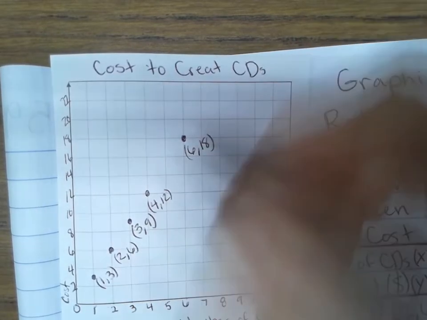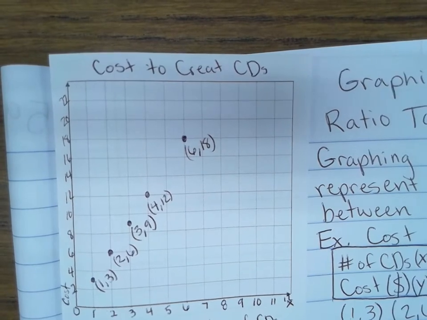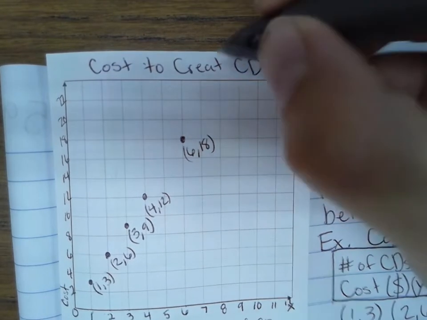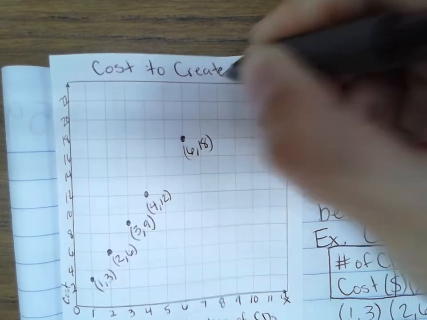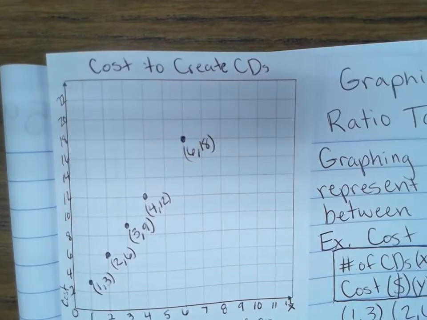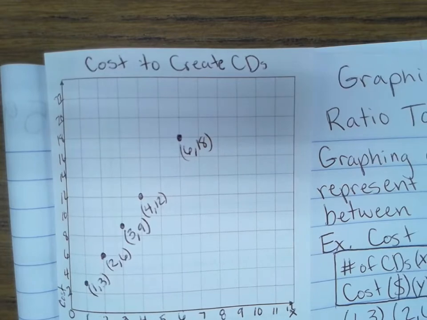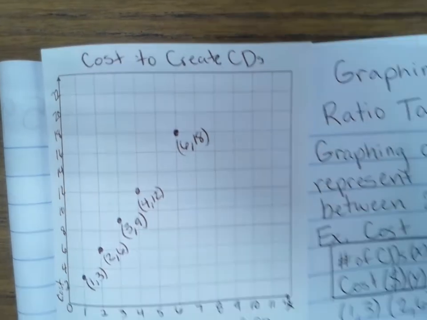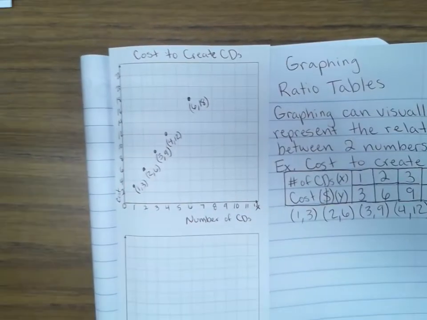I could draw a line straight through those if I wanted to. Okay, so, oh, create. I need to fix that. Create, there we go. Create CDs. Okay, so that's how you graph a ratio table. So I'm not going to spend quite so much time on the details. We're going to practice a couple more.